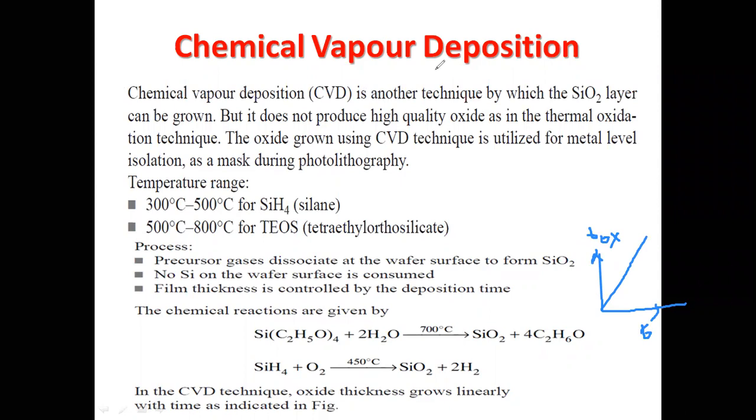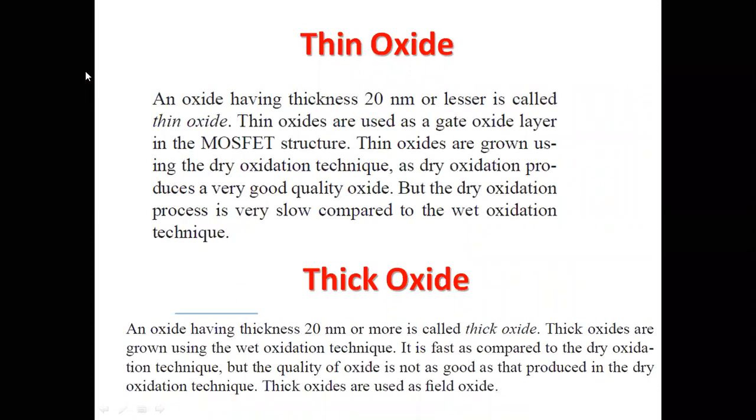I hope this is clear to all of you. Now let us move to the next slide. That is the thin oxide and thick oxide. An oxide having a thickness of 20 nanometer or lesser is called the thin oxide. Thin oxides are used as gate oxide layer in the MOSFET structures. Thin oxides are grown using dry oxidation techniques, as dry oxidation produces a very good quality oxide, but the dry oxidation process is very slow compared to the wet oxidation technique.